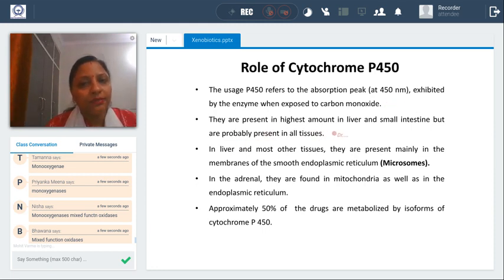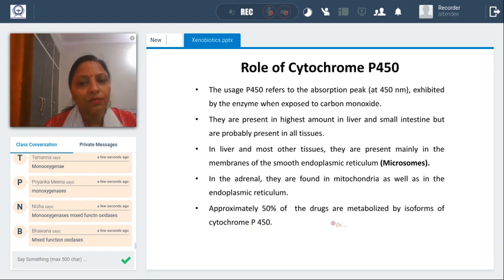They are present in highest amount in liver and small intestine, but are probably present in all tissues. In liver and other tissues, they are present mainly in the membranes of smooth endoplasmic reticulum, or we can say in microsomes. These are a small portion of the smooth endoplasmic reticulum, or microsomes. In the adrenal, they are found in mitochondria as well as in ER.